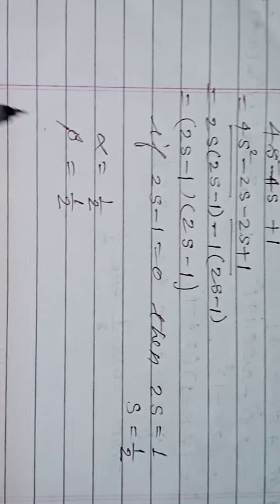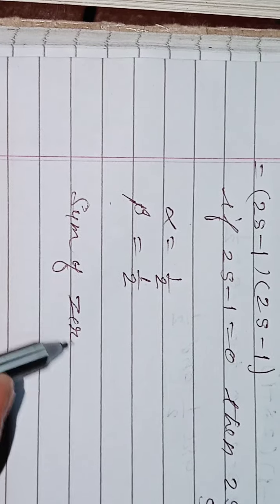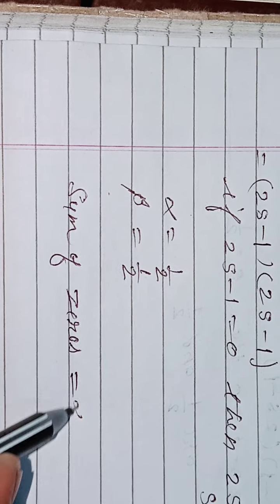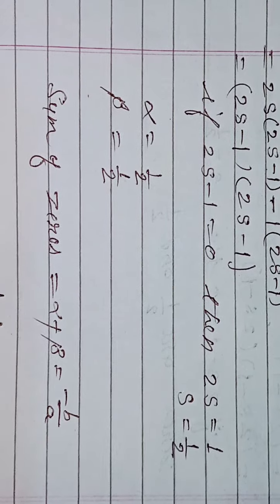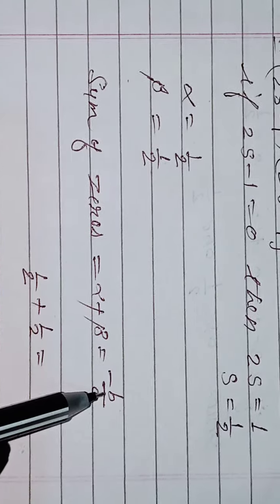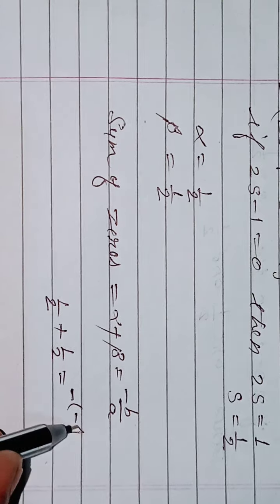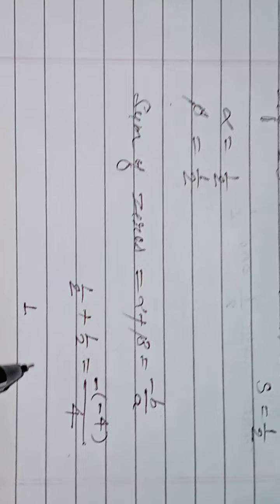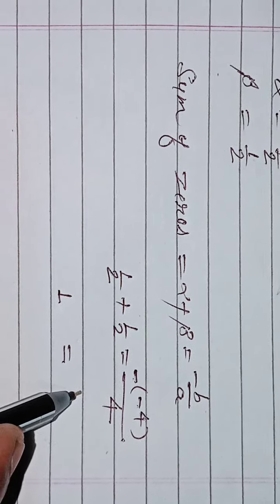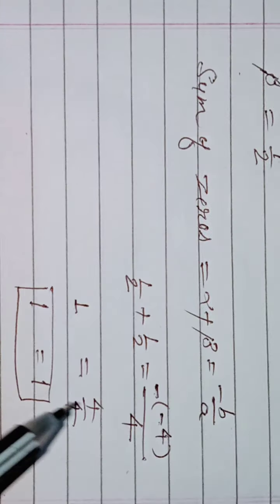Now, alpha plus beta is equal to minus b by a. Alpha plus beta, 1 upon 2 plus 1 upon 2, is equal to minus b by a. Here b is equal to minus 4, so minus of minus 4 by 4. Adding, 1 by 2 plus 1 by 2 is equal to 1. Multiplying minus and minus gives plus 4 by 4. So verified: alpha plus beta is equal to minus b by a.